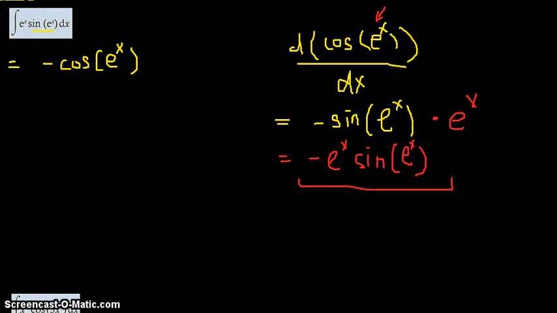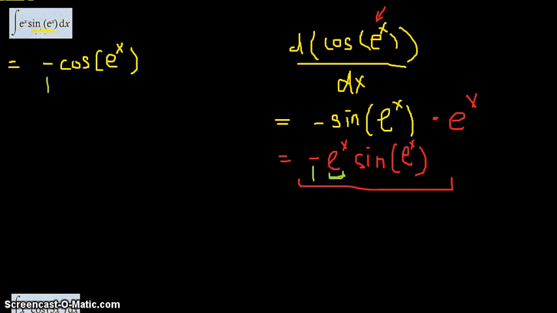The negative here will cancel with the negative there, which gives me a positive. But not only that, and that's it. Actually, that's it, because this e^x here, this part will give us what we want here.